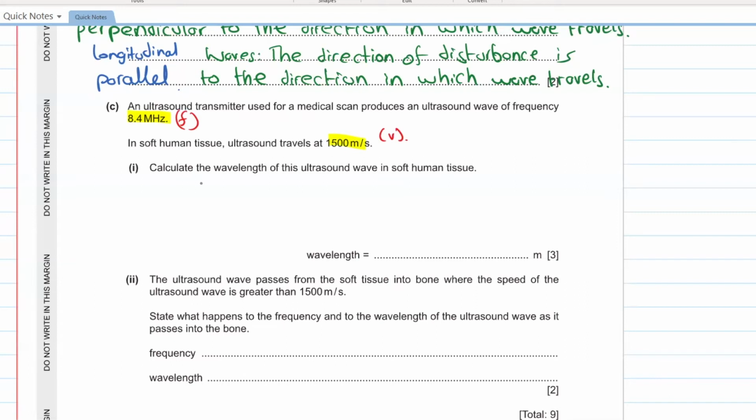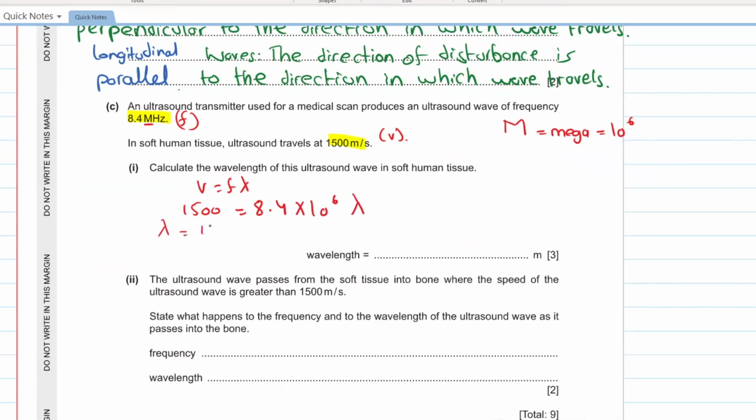V is equal to F lambda. What is the velocity? 1500. What is the frequency? 8.4, and here you have a capital M. Whenever you have a capital M, you cannot ignore it. This means mega. And what is the power of mega? 10 raised to the power of 6. So frequency will be written as 8.4 into 10 raised to the power of 6.